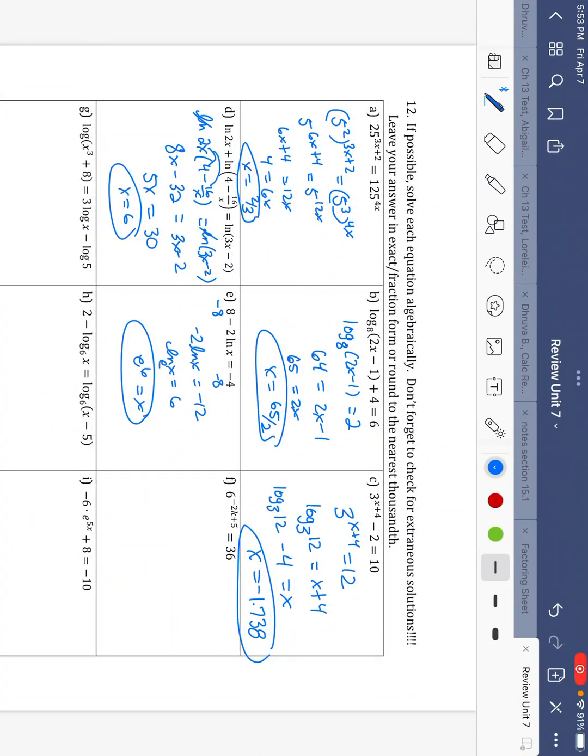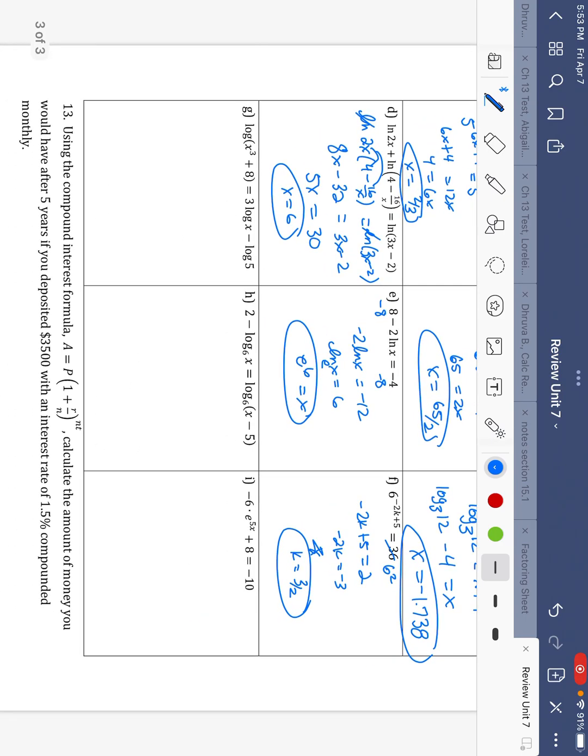All right, over here, we could change this to a log, or it'd be a lot easier. 36 is just 6 squared. So then I can say negative 2k plus 5 equals 2. All right, take away 5. So negative 2k equals negative 3. So k is 3/2.